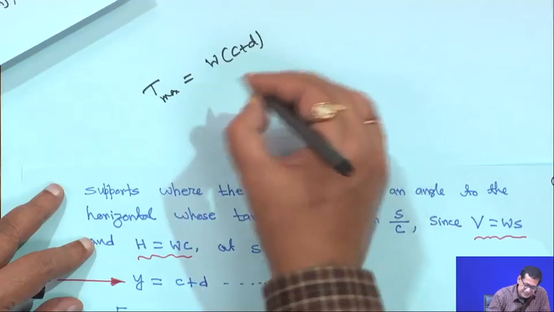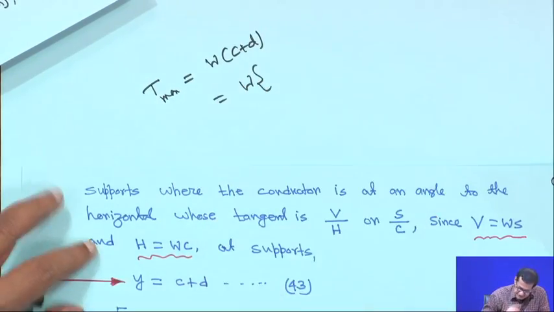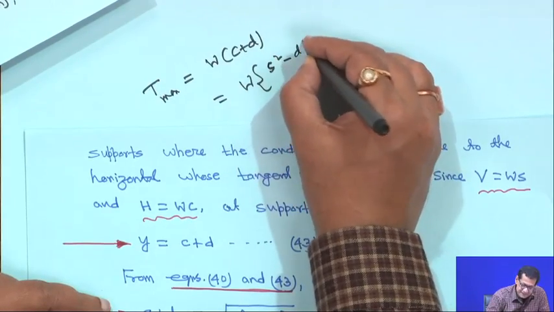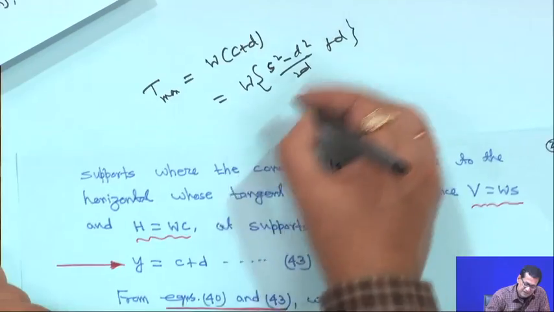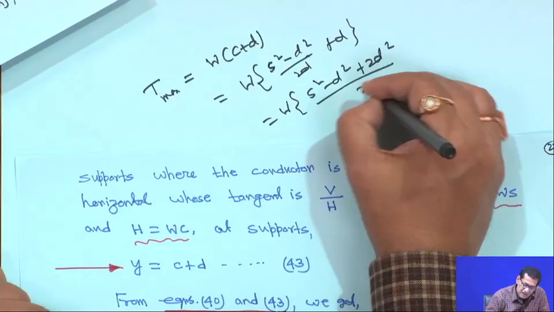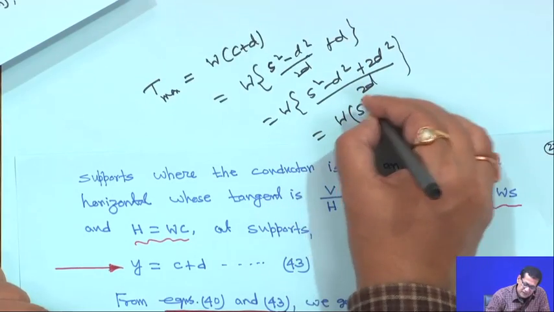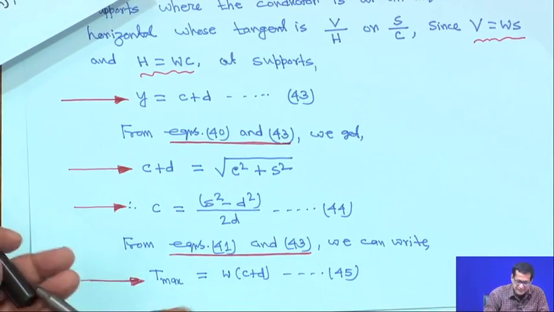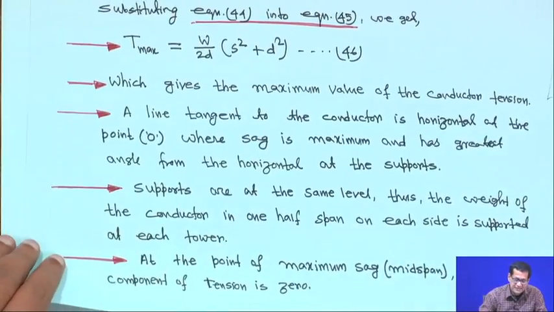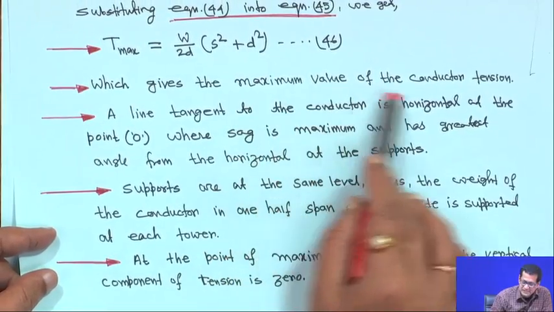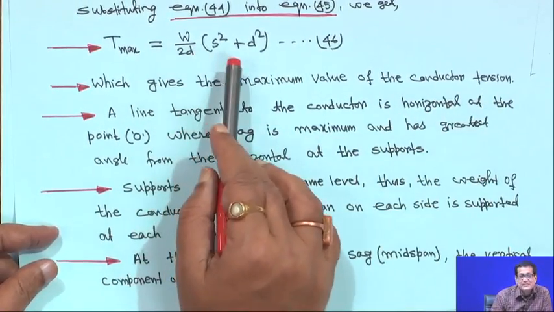W into C plus D, where C is equal to A square minus D square upon 2 D. So, C plus D is A square minus D square upon 2 D plus D, that is W into A square minus D square plus 2 D square upon 2 D. So, that is W into A square plus D square divided by 2 D. That is why T max is equal to W upon 2 D into A square plus D square, equation 46. This gives the maximum value of the conductor tension. This is the maximum tension.